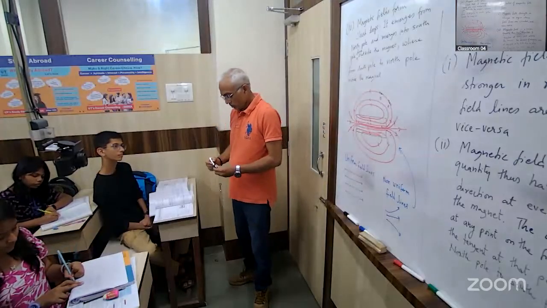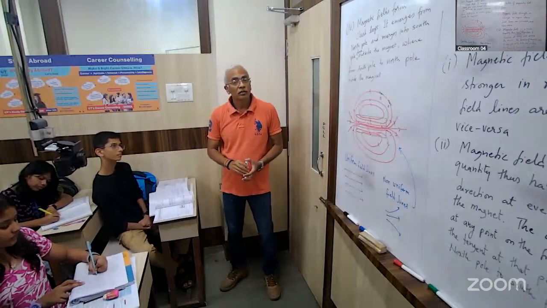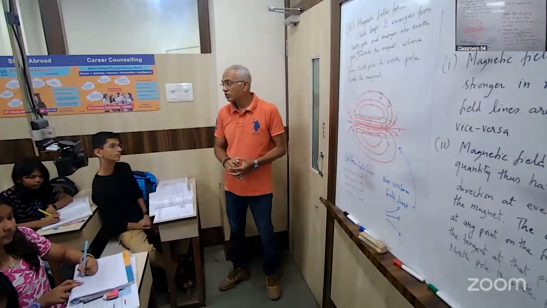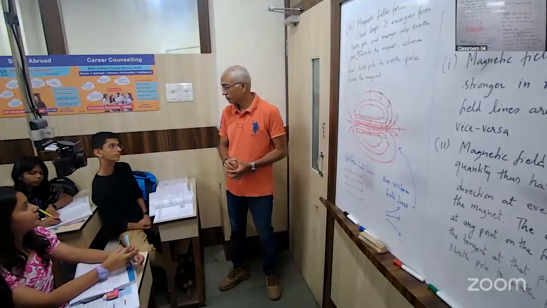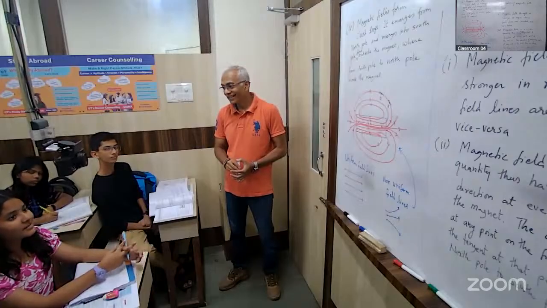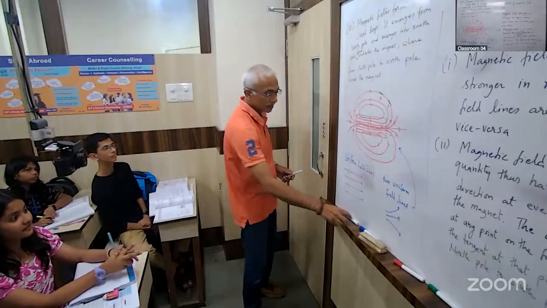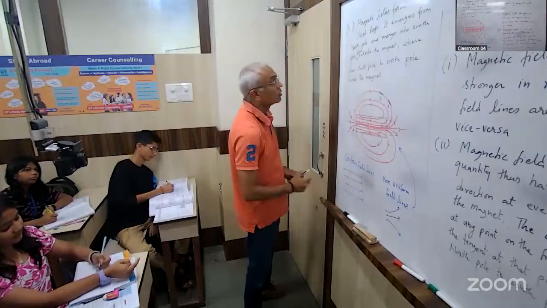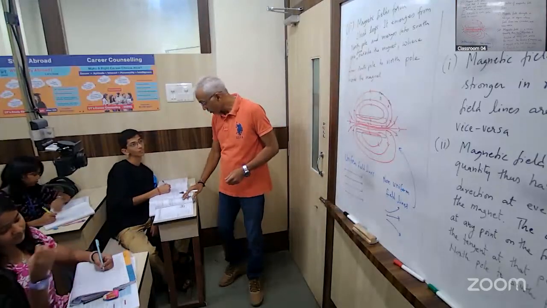We're almost done. And the last property is that two magnetic field lines do not intersect each other. We are reaching that. Oh, third. I missed third. This is third. There may be different numbers in the book.